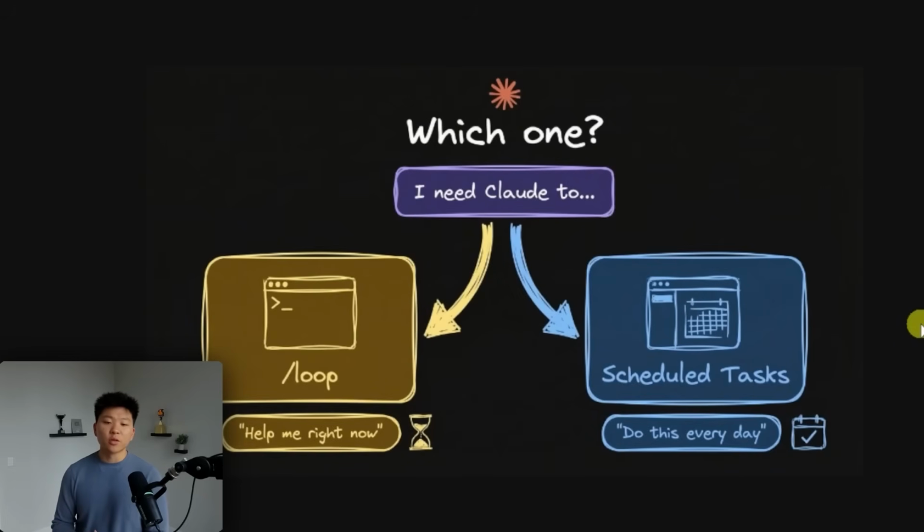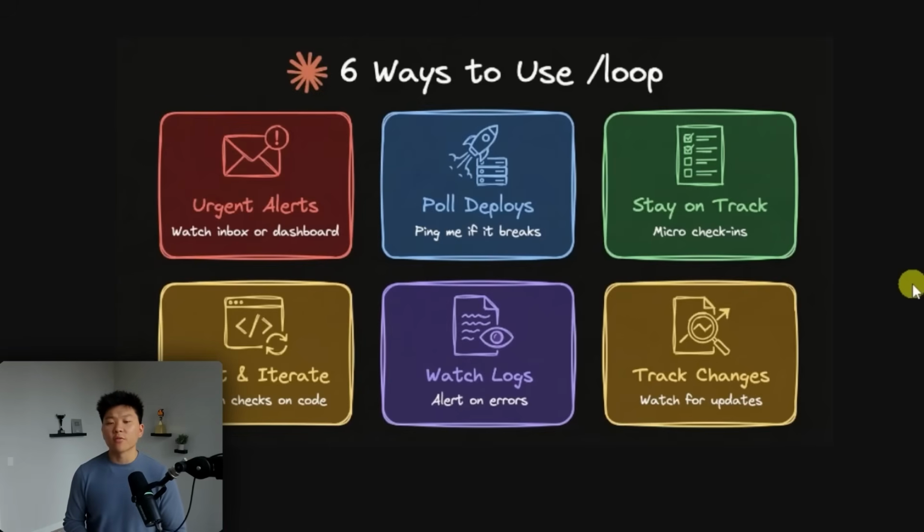So basically, it's one simple question. Do you need help right now on a project, or do you need help with something every day or every week? And that's how you decide if you use the new loop feature or if you use scheduled tasks. So I thought I'd end off real quick by giving a few practical ways that you could actually use loop rather than something scheduled.